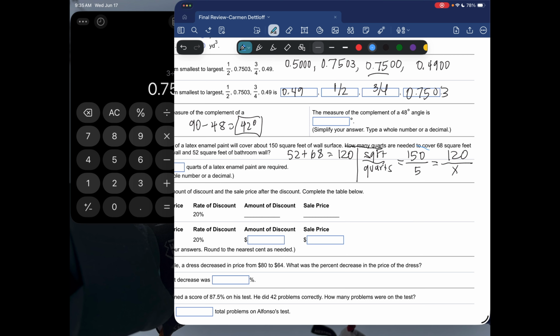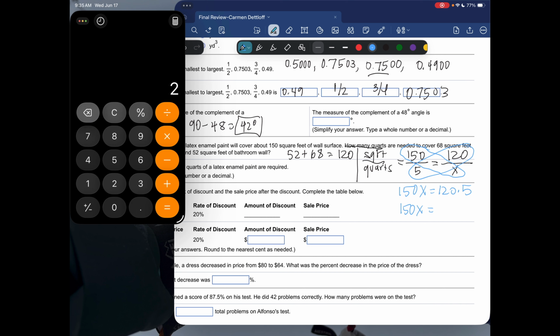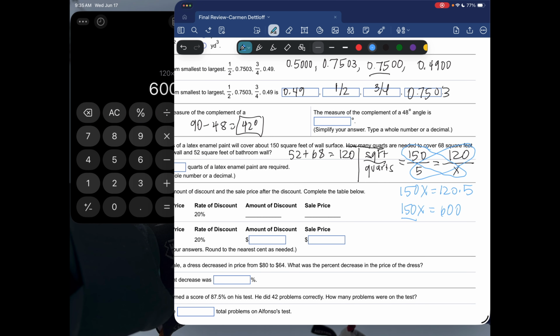And from here, I'm going to cross multiply and solve. So I get 150x equals 120 times 5, 600, and then I'm going to divide both sides by 150. Cancels over here. I get x equals 600 over 150, which is 4. And my units for this, what was I solving for? If I look back here, quarts is in the denominator. I am looking for quarts. This is quarts, 4 quarts.